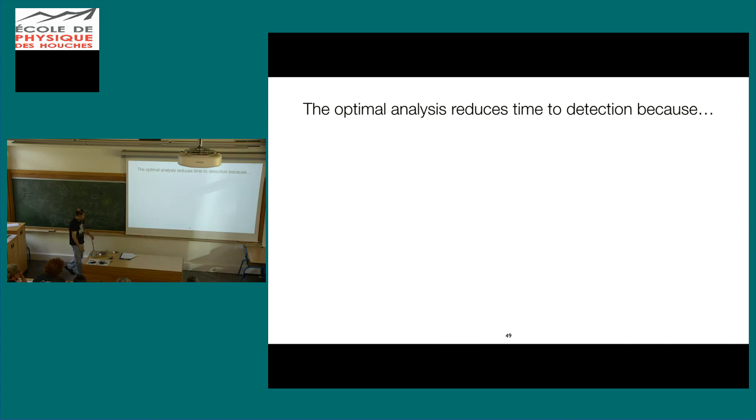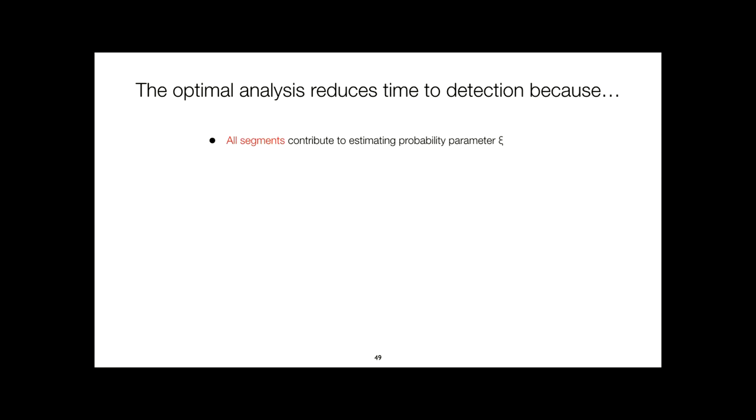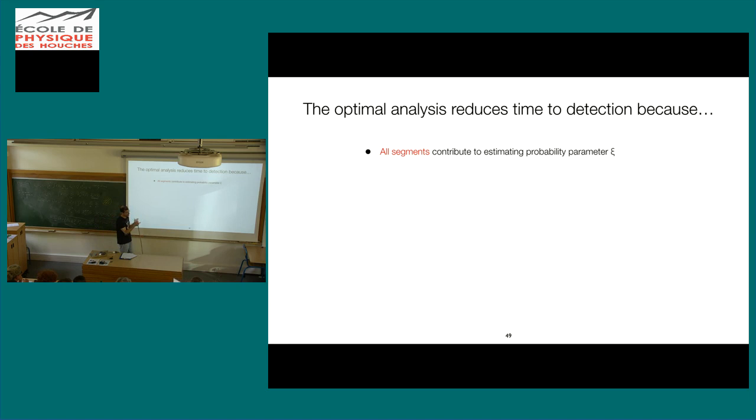Their analysis reduces the time to detection from 40 days to 1 day, as they claimed in their paper, because of a couple of things. First of all, all their segments contribute to the estimation of this probability or rate parameter C, okay? For the standard Gaussian stationary analysis, those segments that don't contain a signal only add variance, only increase the variance of your estimator and hence reduce the signal-to-noise ratio. For their analysis, because they're interested in estimating the parameter C, those segments that don't contain a signal are equally interesting as those that do.